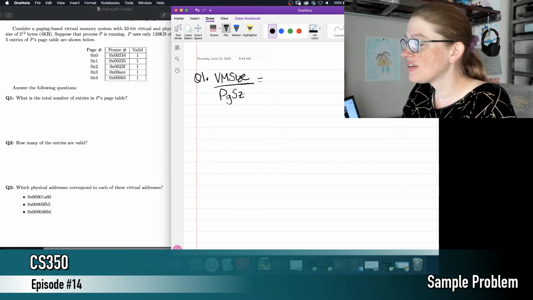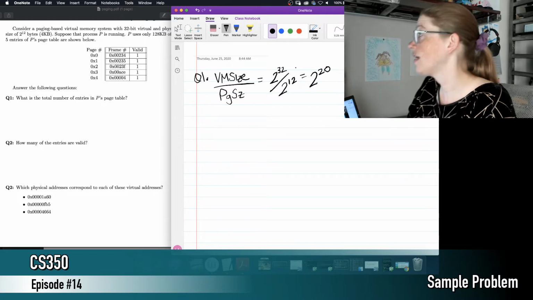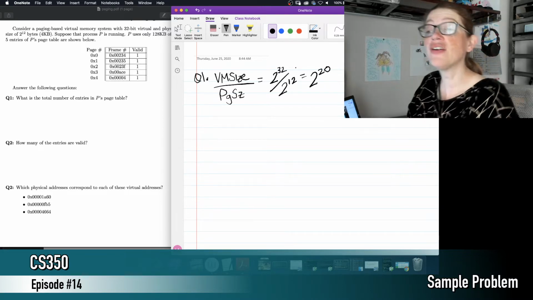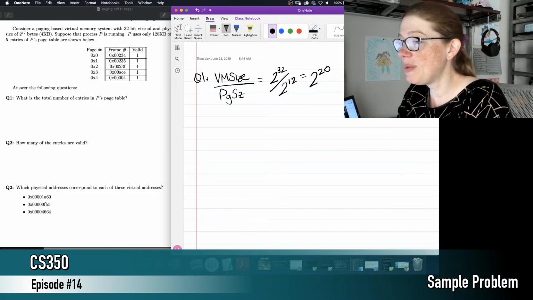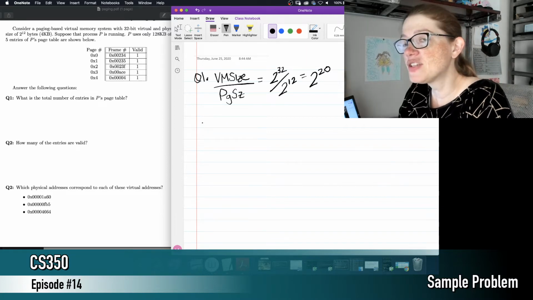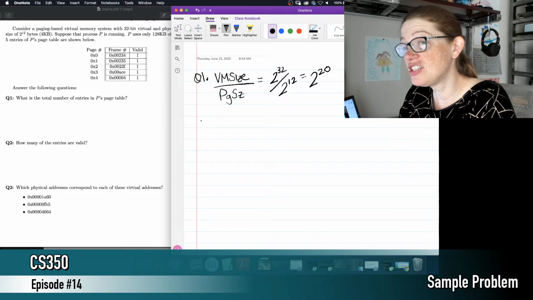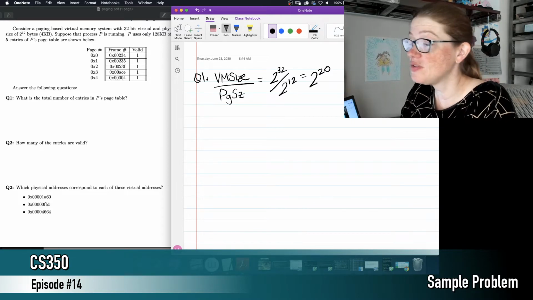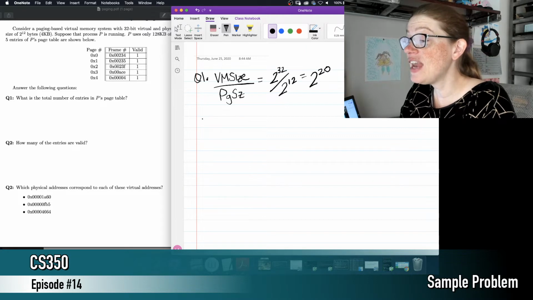And that's actually going to give us 2^32 divided by 2^12, which gives us 2^20 pages in process P's page table. Remember, we have one page entry for each possible page, regardless of whether we are using it or not. Now, the next question asks how many of those entries are actually valid.